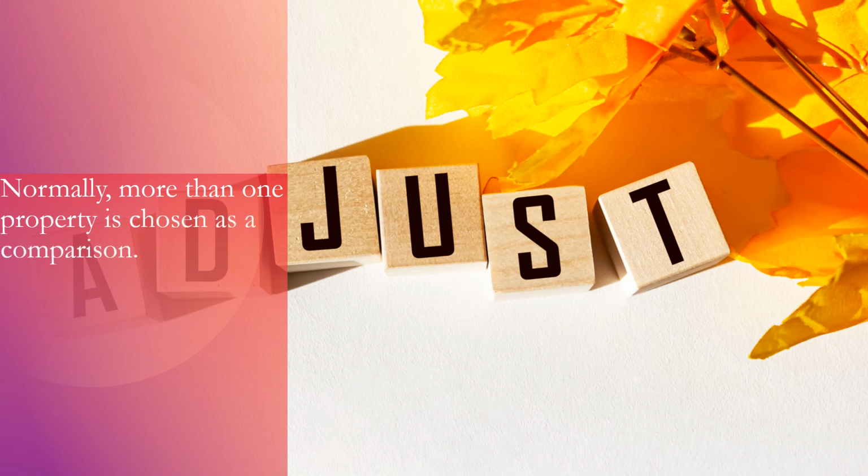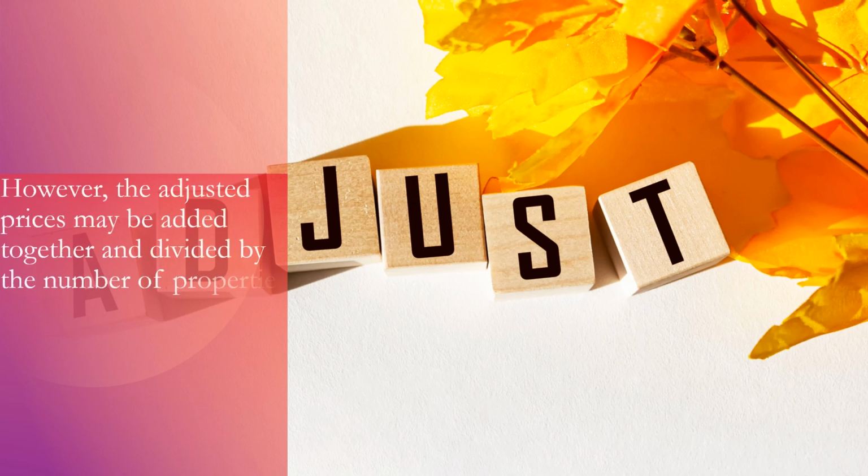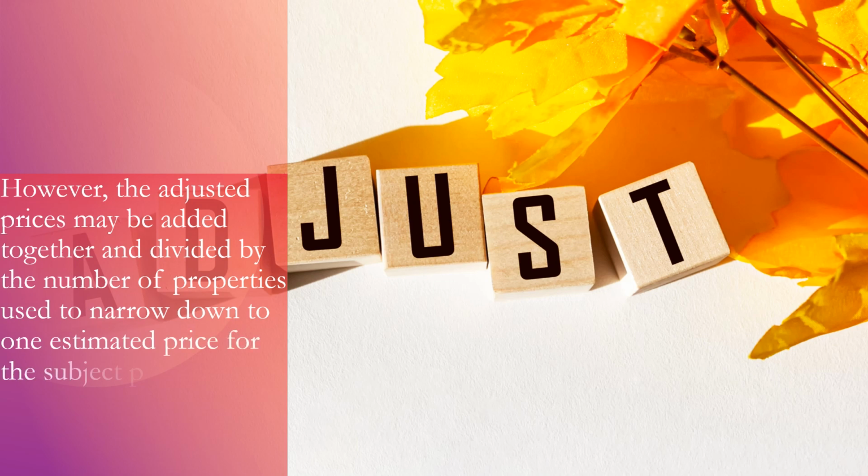Normally, more than one property is chosen as a comparison. This results in multiple adjusted prices. However, the adjusted prices may be added together and then divided by the number of the properties used to narrow down to one estimated price for the subject property.